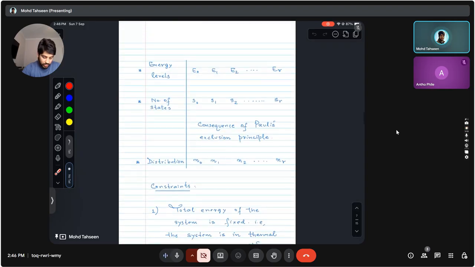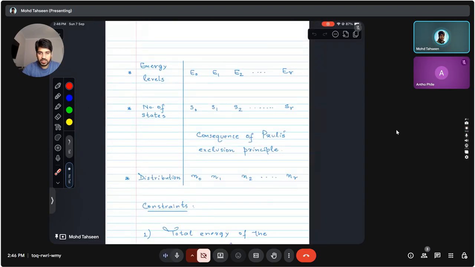Right? And so if we have energy levels in any system, E0, E1, E2 up to Er, now there's a concept of number of states which was not there in the original Drude model, and this is a consequence of Pauli's exclusion principle: at a particular energy level there is only a particular maximum number of states that I can fill, and I cannot go beyond that. Whereas if we assume the particles to be classical particles, there is no such limit. We can fill any energy state with an infinite number of particles.